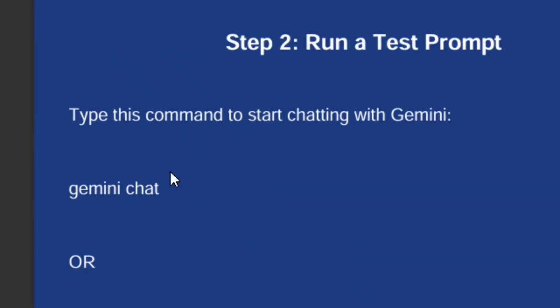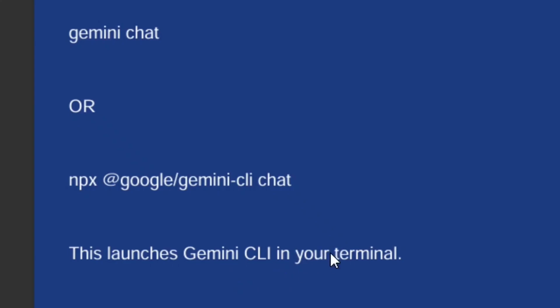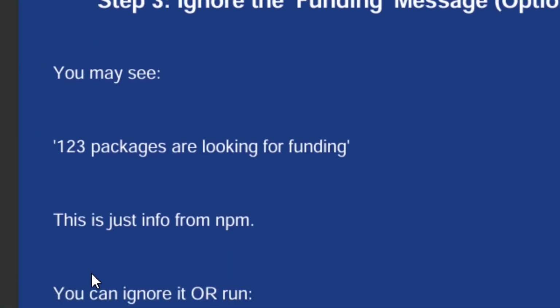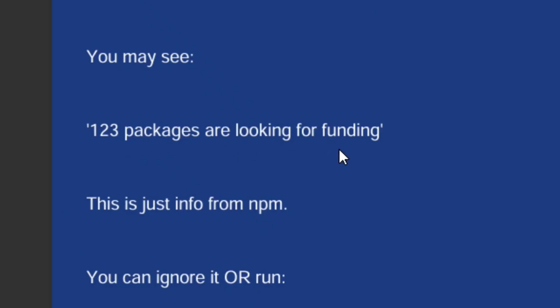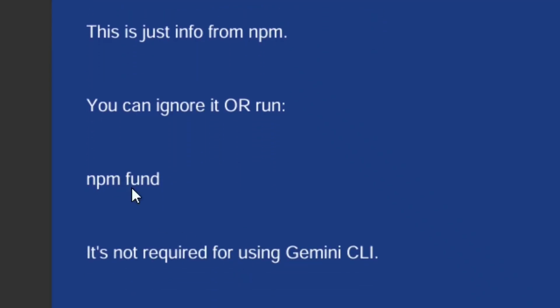The other way is to go directly and chat with Gemini by putting in gemini chat, or you can also run this prompt as well. It simply means that you have updated it. As I said, the other thing you can do is simply ignore it and close the command prompt, because this message is simply from the npm installation that I ran. It's to let you know that you have successfully updated Google Gemini. So that is it.